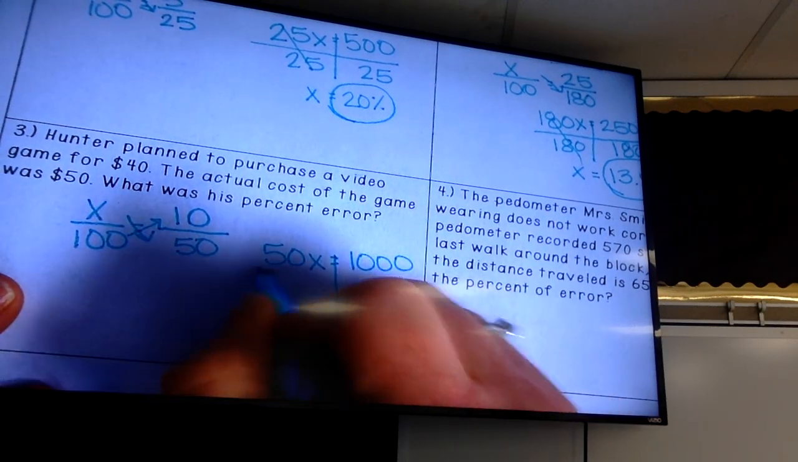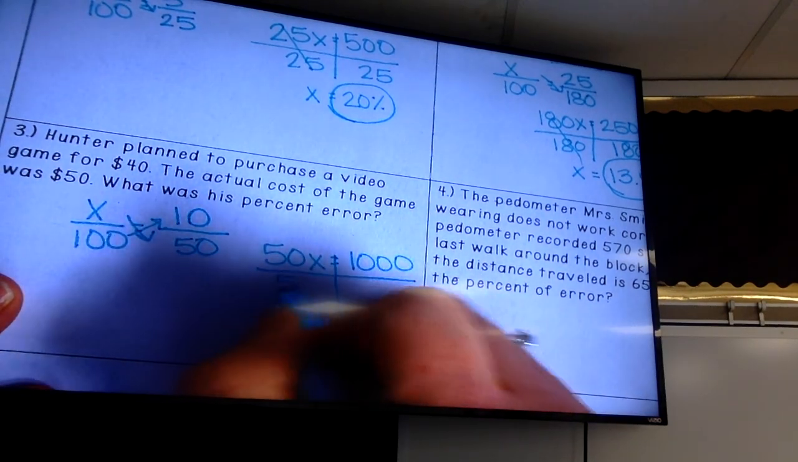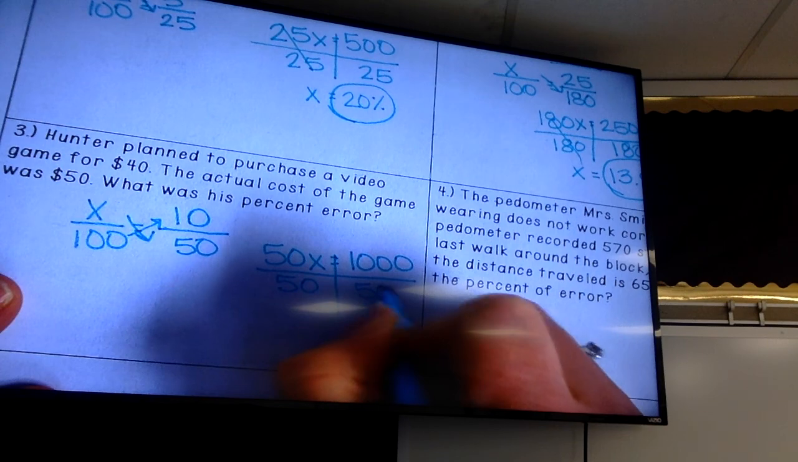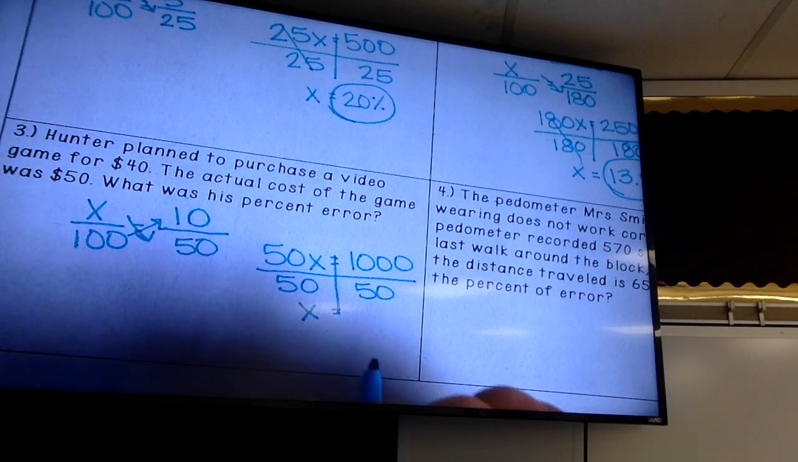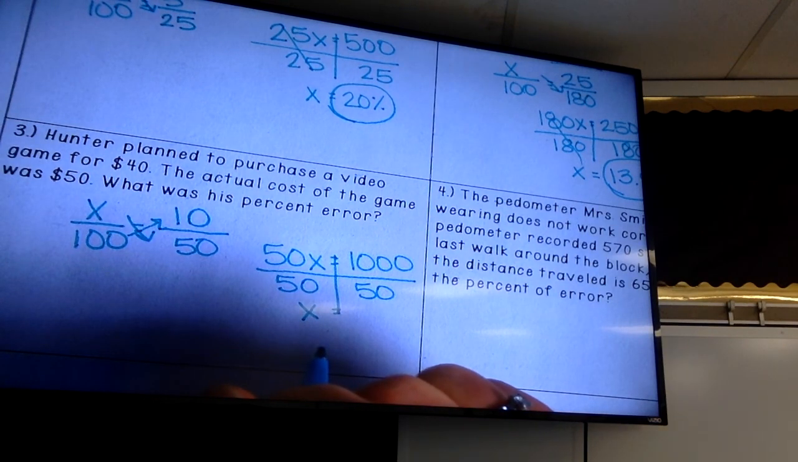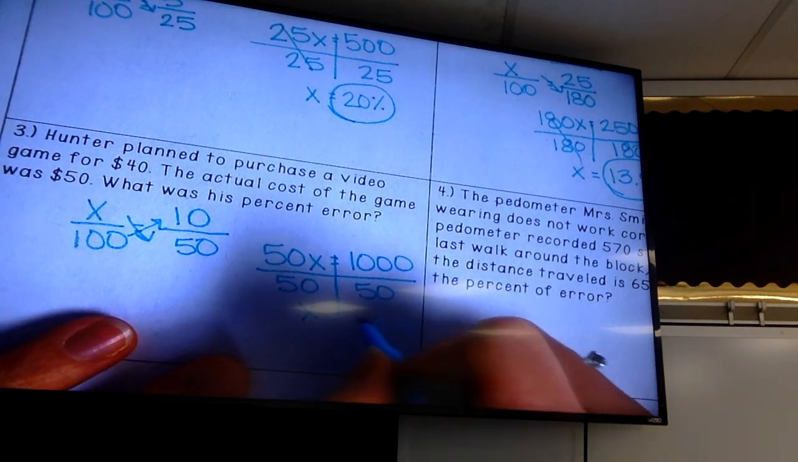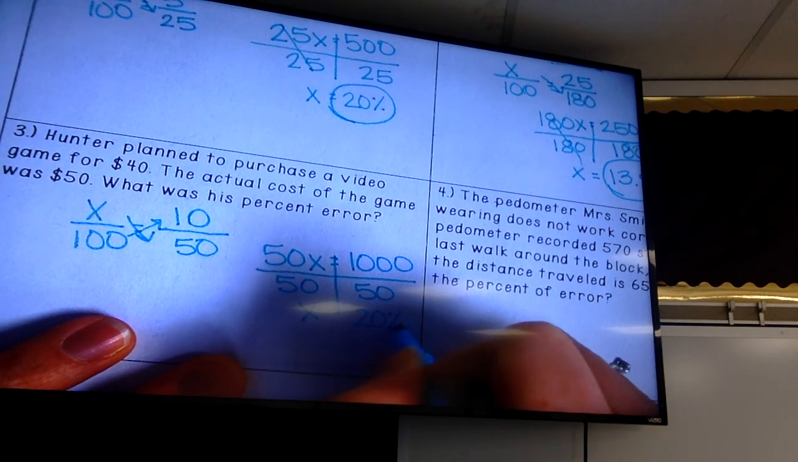Drop my line and solve for x. Right now it's right next to the 50, which means multiplication. So I have to do the opposite. I have to do division. I'm going to do divided by 50. So 1,000 divided by 50 gives me 20. He was off by 20%.